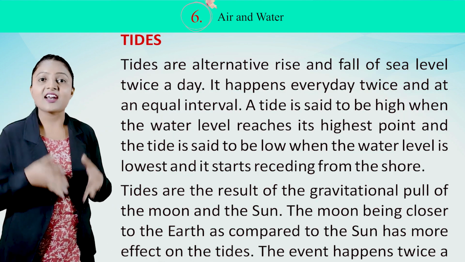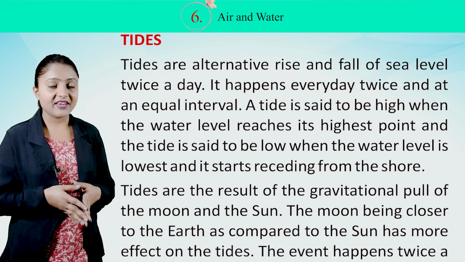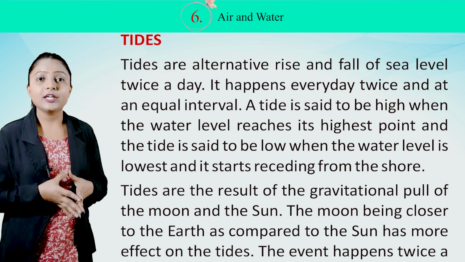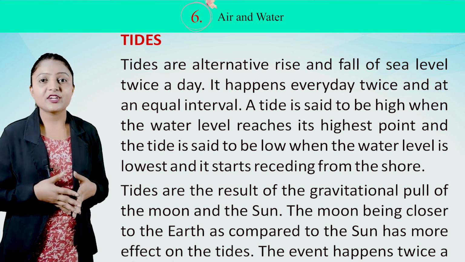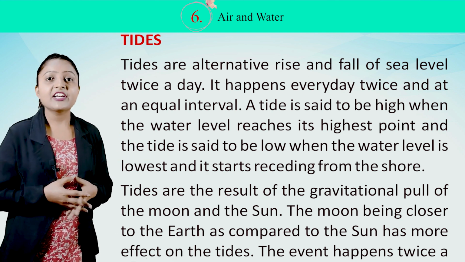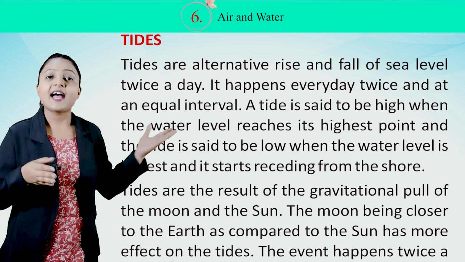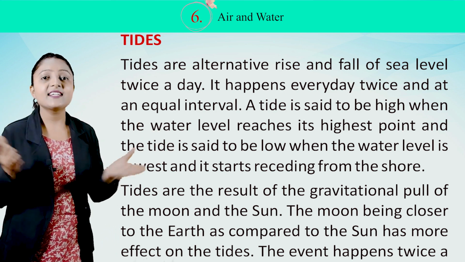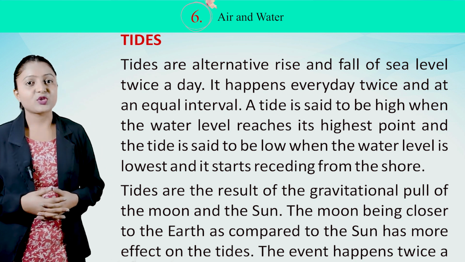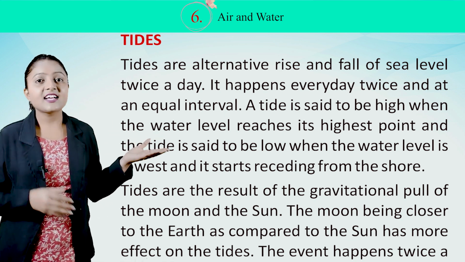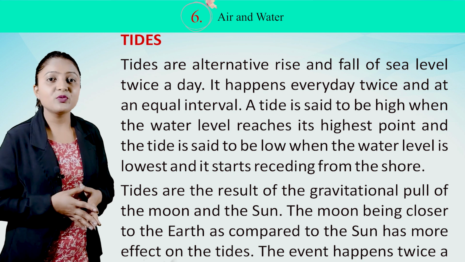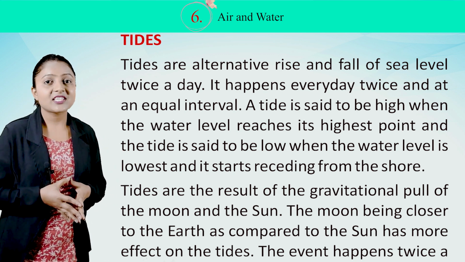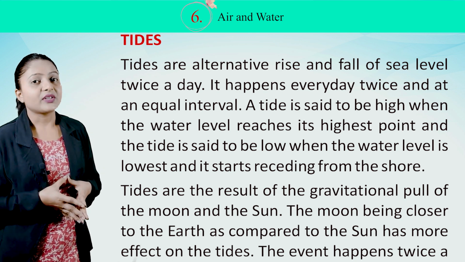Tides. Tides are alternate rise and fall of sea level twice a day. It happens every day twice and at an equal interval. A tide is said to be high when the water level reaches its highest point, and the tide is said to be low when the water level is lowest and it starts receding from the shore. Tides are the result of the gravitational pull of the moon and the sun. The moon being closer to the earth as compared to the sun has more effect on the tides.